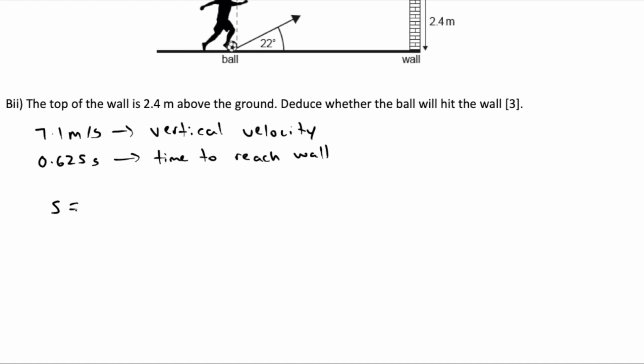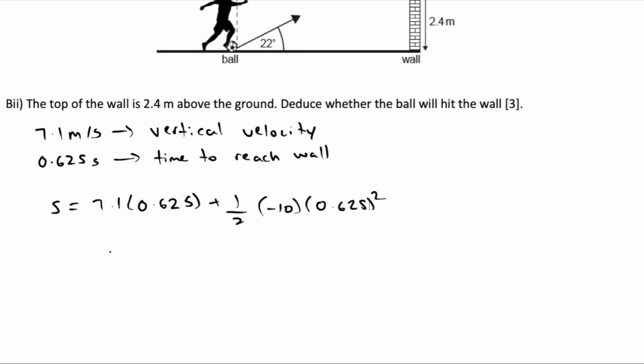So let's put this into our equation. S is equal to ut plus half at squared: 7.1 into 0.625, plus half the acceleration of the ball, which we can say is negative 10 meters per second squared, into our t squared, so 0.625 squared. So what does this give us? Let's put this into our calculator, shall we?